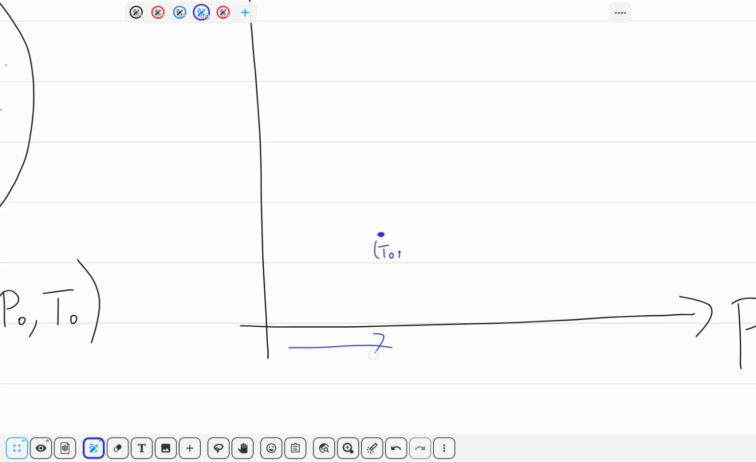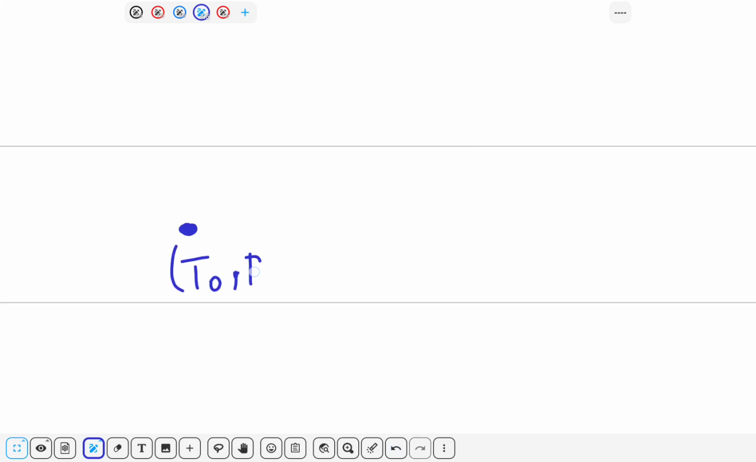Let's say at some temperature T naught, I will have, depending on how much, this is P naught and this is T naught, V naught. So P naught, V naught, right?